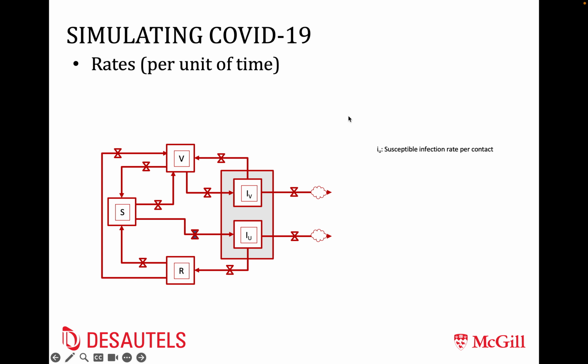And so this small I sub u is the susceptible infection rate per contact. So this is the rate at which susceptibles get infected based on their contacts with infected individuals, right? So it's important here to unpack that statement, right? For a disease to spread in a population, you need susceptible individuals, and you also need infected individuals, and you need them to come in contact with each other.